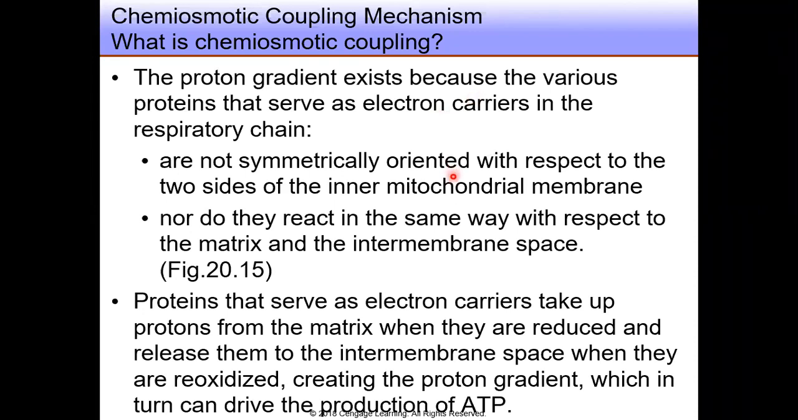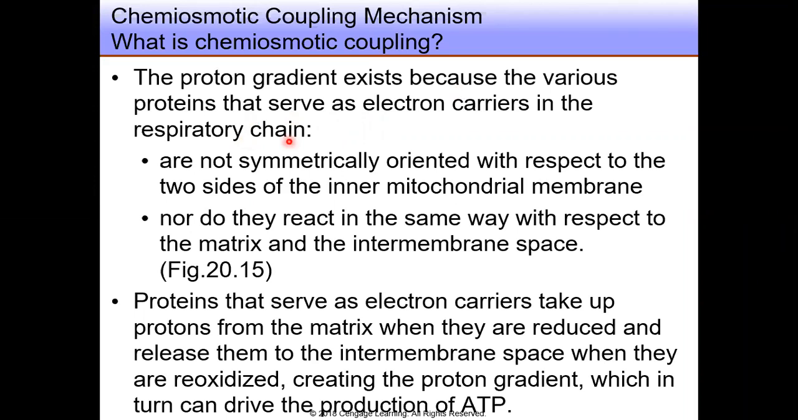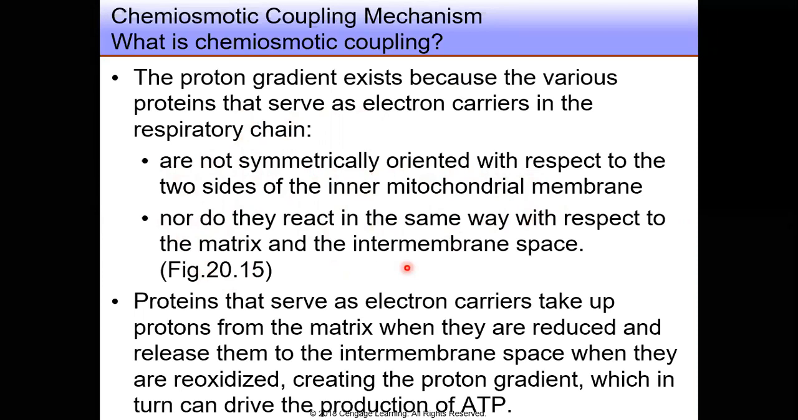In other words, the proton or hydrogen ion H+ gradient across the inner mitochondrial membrane is the crux of the matter, and is the most important issue. The proton gradient exists because the various proteins that serve as electron carriers in the respiratory chain, these 4 membrane-bound complexes, have two properties. First, they are not symmetrically oriented with respect to the two sides of the inner mitochondrial membrane. And second, nor do they react in the same way with respect to the matrix and the intermembrane space.